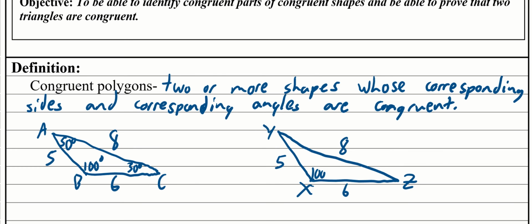So this angle would also have to be 100, this angle would also have to be 50, and this angle would also have to be 30 degrees. Okay, so just something to keep in mind there as we're looking at these triangles. Every piece of them has to be the same, as long as they're in the same spots.